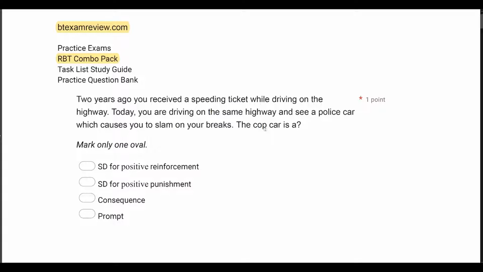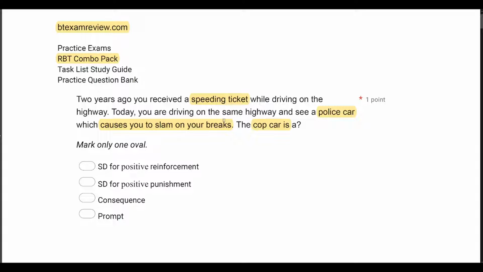For behavioral questions, when we're talking SDs, MOs, consequences, antecedents, reinforcement, anything of that nature, we always need to work to identify first, what are we looking at? Well, our target of interest is the cop car or the police car. So let's identify what the police car is doing in this situation, right? So you're just driving on the highway. You see the police car, which is the antecedent to slamming on your brakes. And now, why did you slam on your brakes? Well, 2 years ago, you received a speeding ticket driving on the highway. So 2 years ago, you saw the police car, you continued speeding, and you received a ticket.